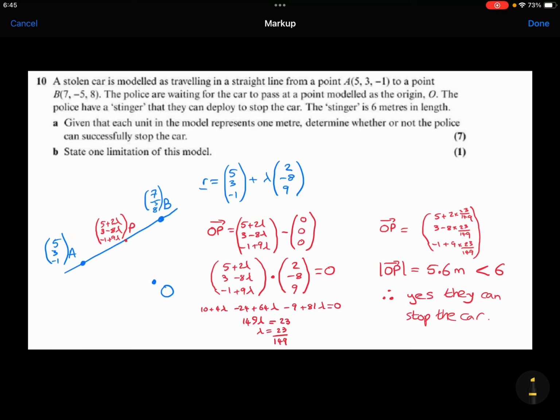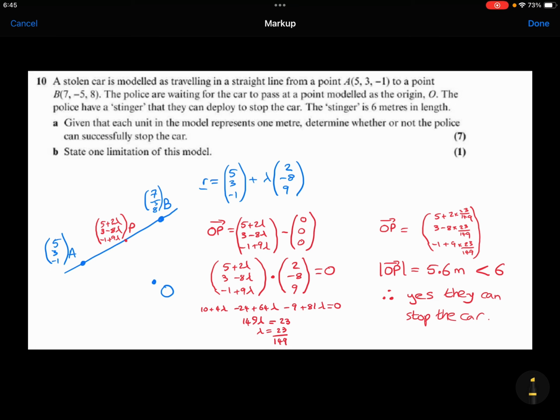A stolen car is modelled as travelling in a straight line from a point A, (5, 3, -1), to a point B, (7, -5, 8). The police are waiting for the car to pass at a point modelled as the origin O. The police have a stinger that they can deploy to stop the car. The stinger is 6 metres in length.